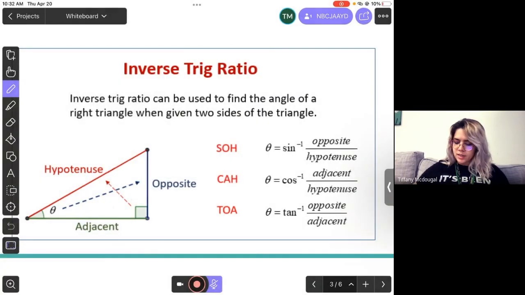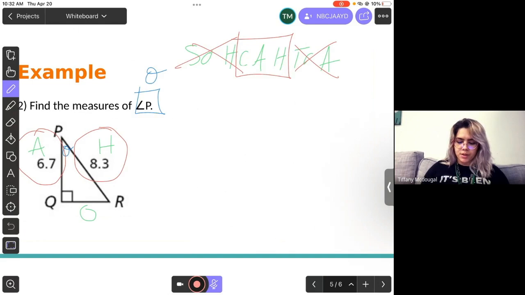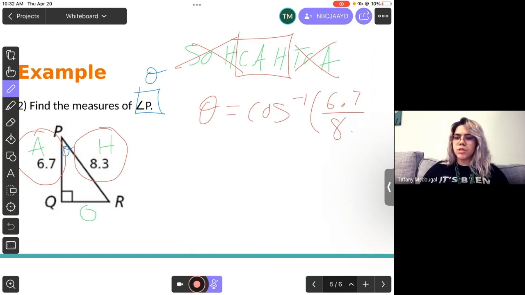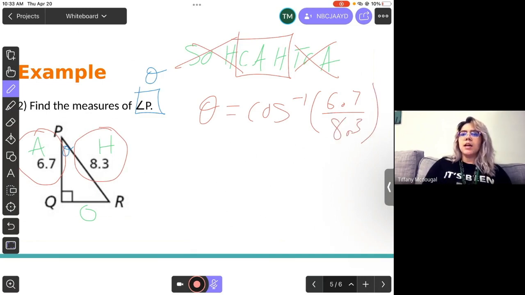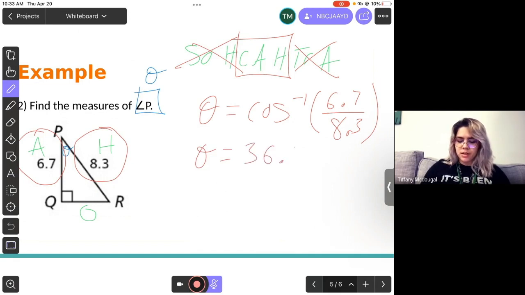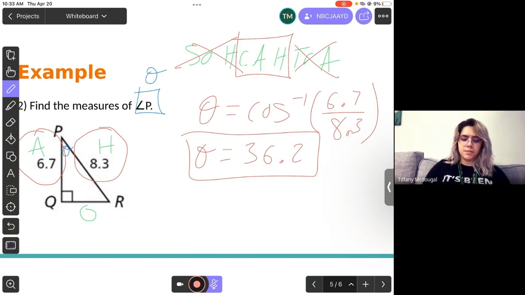We have theta is equal to the inverse cosine of adjacent over hypotenuse. Theta is equal to inverse cosine of adjacent, which for us is 6.7, over hypotenuse, which is 8.3. Going to head over to my calculator and solve for that. Inverse cosine of 6.7 over 8.3. And it looks like theta is 36.2, again, when I round to 3 sig figs.